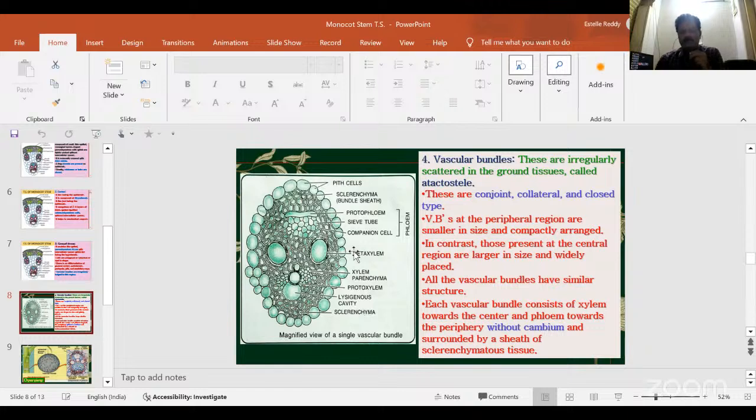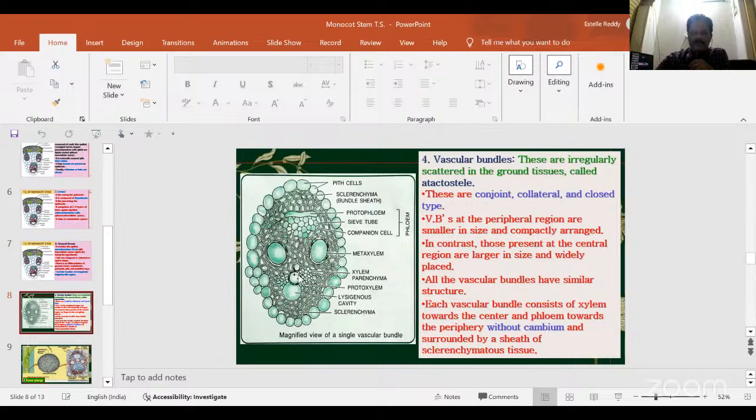In monocot stem, vascular bundles are conjoined. You know what we mean by conjoined? Both are together. This is the xylem patch. These are the phloem patch. These are the xylem vessels. This is phloem. This is xylem.